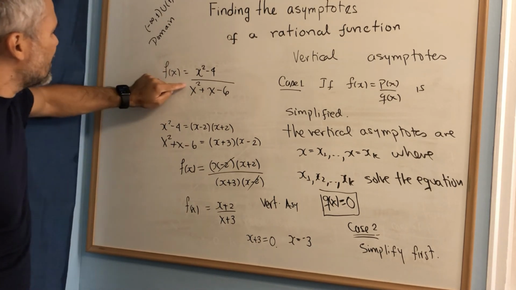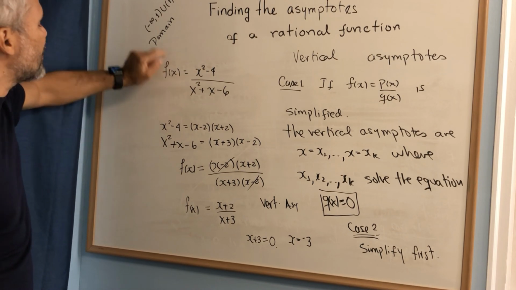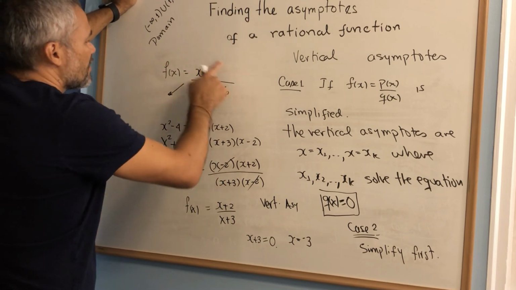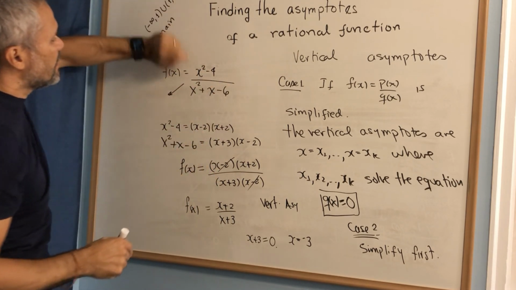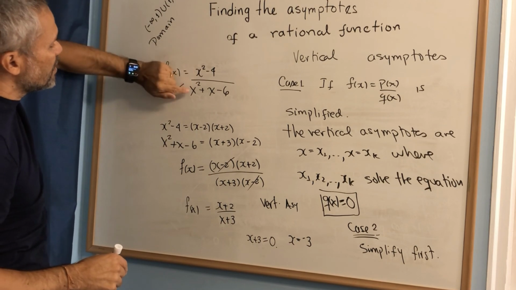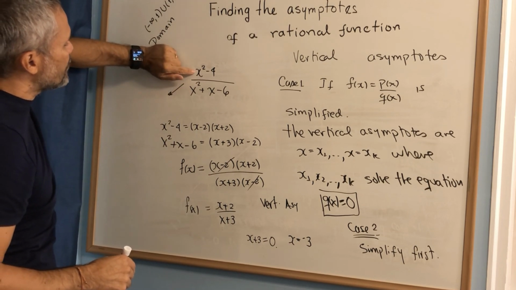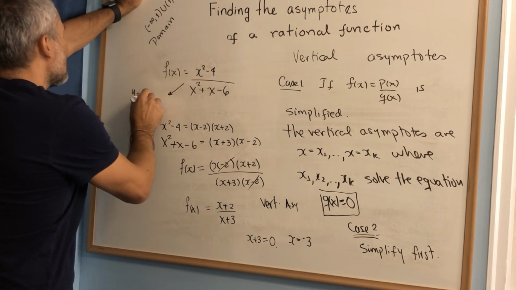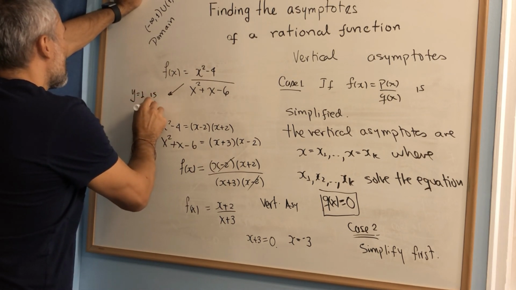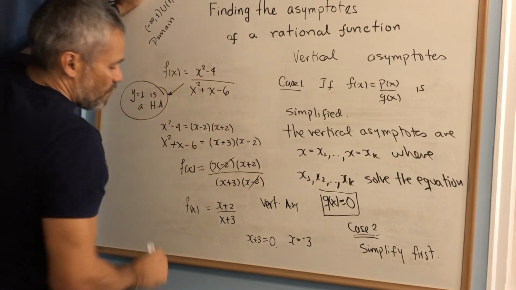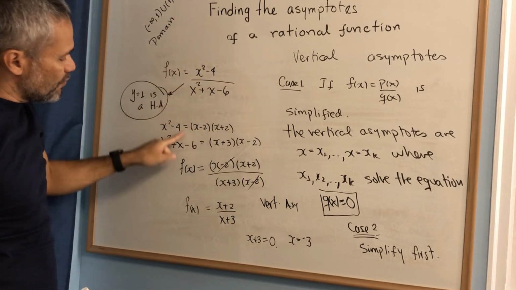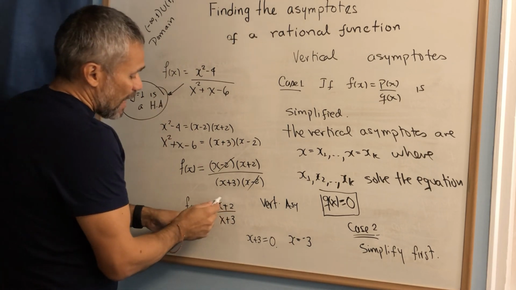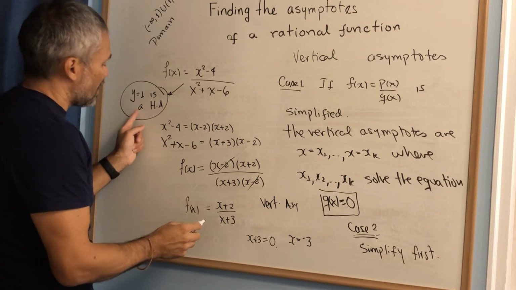Okay, notice that if I wonder about the horizontal asymptotes for this one, the horizontal asymptotes are easy. In this case, this is a polynomial of degree 2, this is a polynomial of degree 2, the leading coefficient is 1, and the leading coefficient is 1, then here y equal 1 is a horizontal asymptote. For the vertical asymptotes, you have to simplify first. Notice that if you simplify, you will get the same answer in terms of horizontal asymptote.